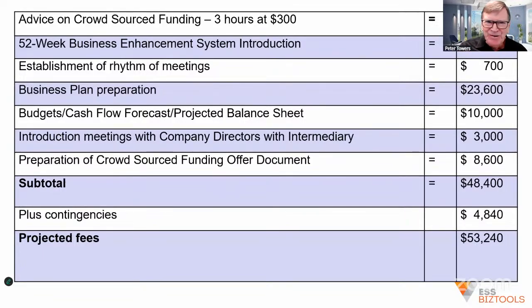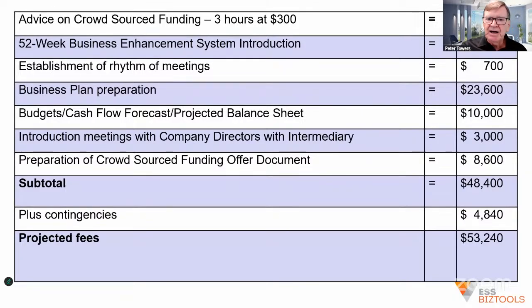The rhythm of meetings is very important, but they just don't happen. In my experience dealing with people running SMEs, we need to be on their back. So I'm saying $700. It was 1 hour of my time, $300, and 2 hours of my intermediate at $200 an hour. The big job is the business plan. Business plans are vital, very important documents in the overall scheme of things. You might be able to do this a bit cheaper than $23,600, but that's up to you.